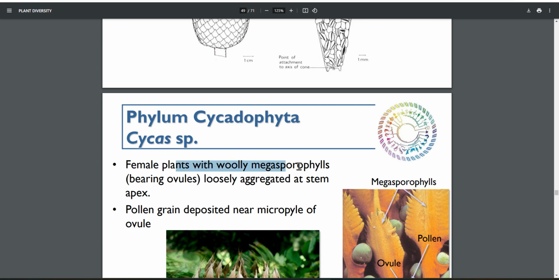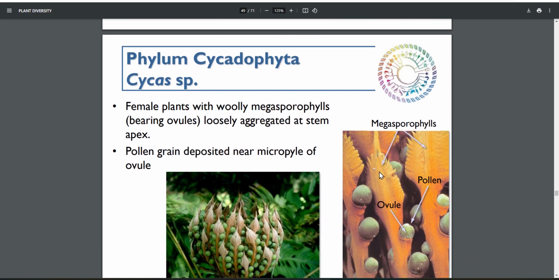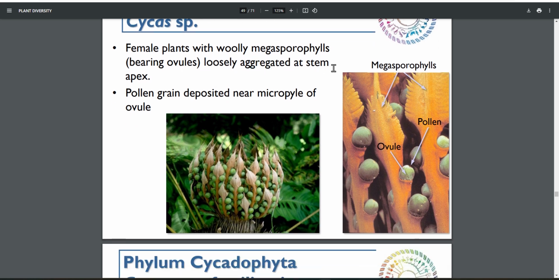And for females, the megasporophylls are woolly, which means they have very small, fine hair on the surface, and they are loosely aggregated at the stem apex. So these leaves are at the top of the trunk, and the ovules are growing on the side of it, and the pollen grain will be deposited near the micropyle of the ovule. Very similar to other plants.